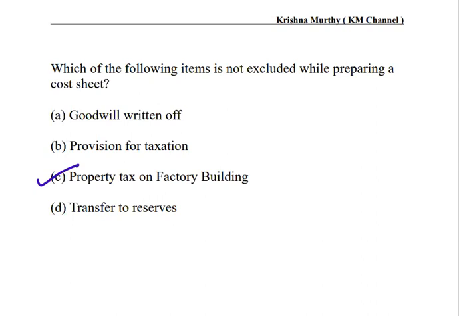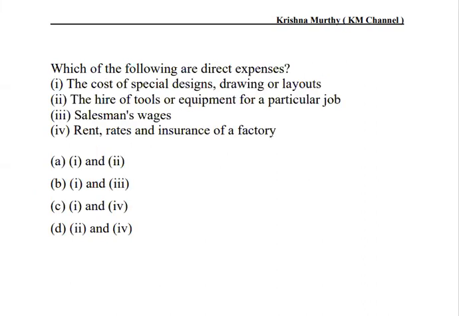Next one, which of the following are direct expenses? First, the cost of special designs, drawing or layouts. Second one, the hire of tools or equipment for a particular job. Third one, salesman wages. Fourth one, rent, rates and insurance of factory. The options are: A, the first and the second; B, the first and the third; C, first and the fourth; D, second and the fourth. The right option will be what? A, that is first and the second.